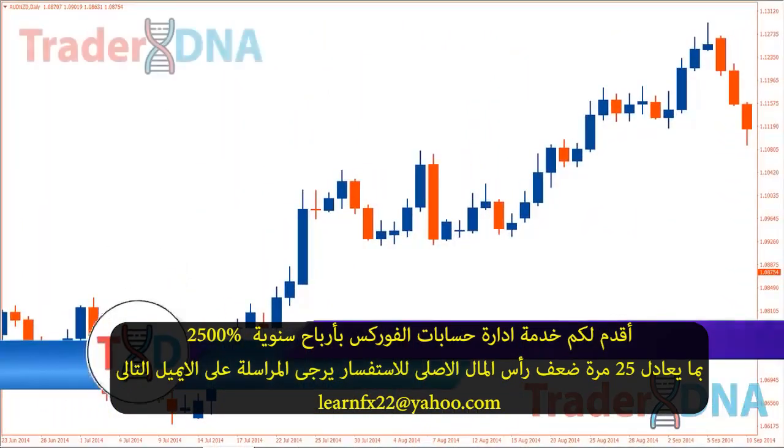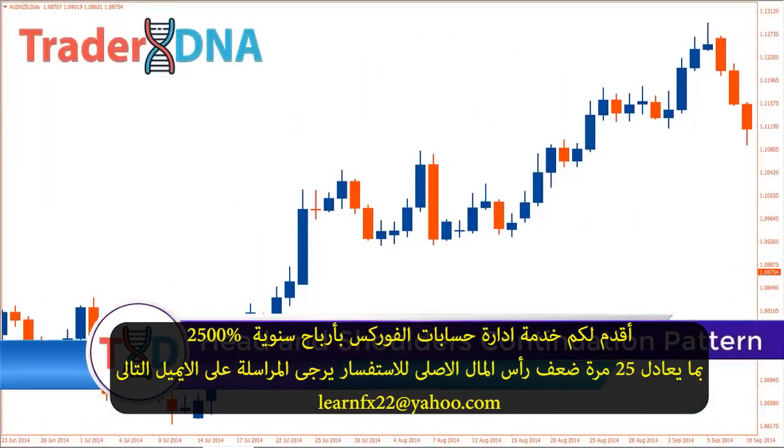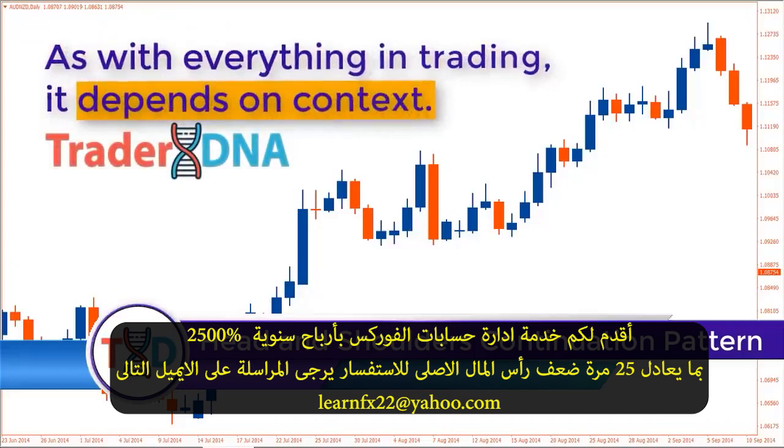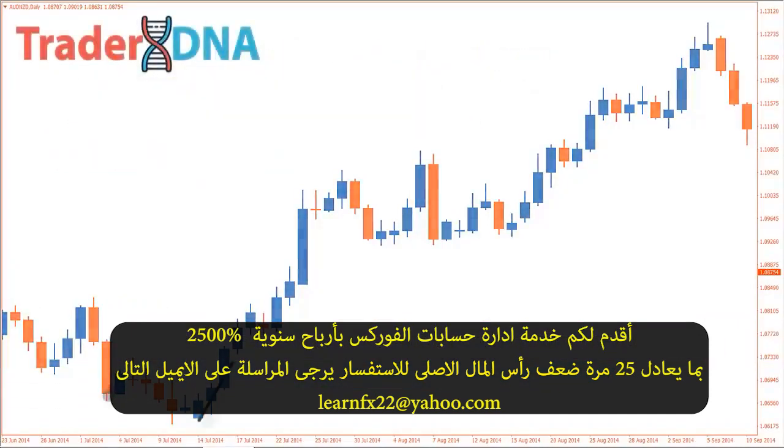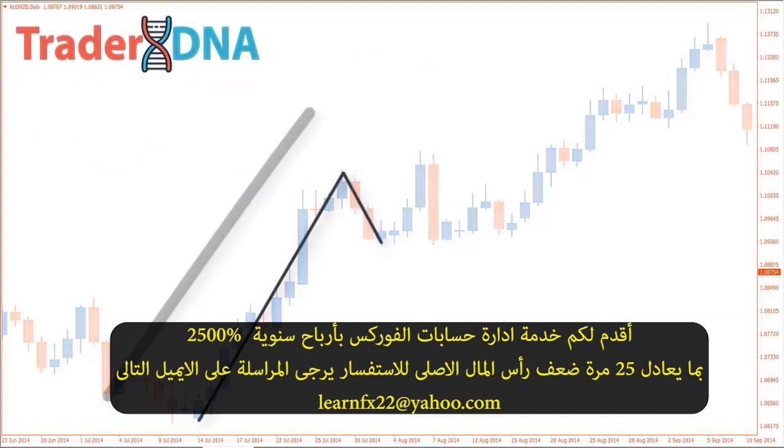Head and shoulders continuation pattern. Initially, I said that a head and shoulders is a reversal pattern, but that is not always the case. As with everything in trading, it depends on context. If the pattern looks very small compared to the price waves around it, it very well could be a continuation pattern.